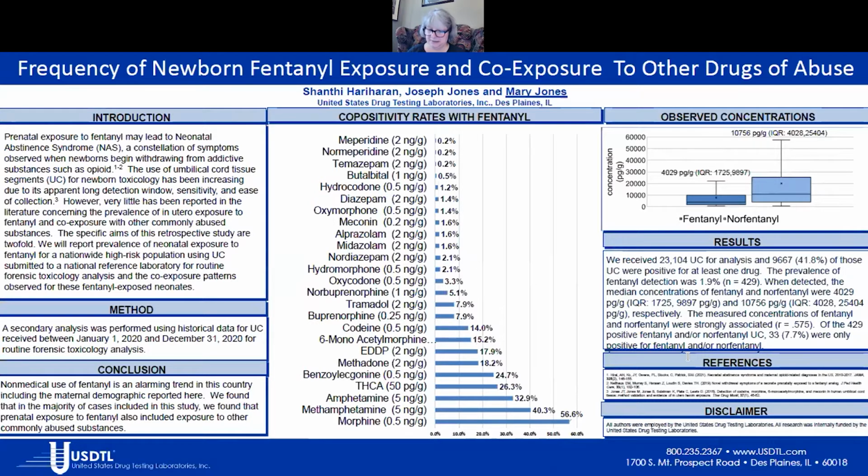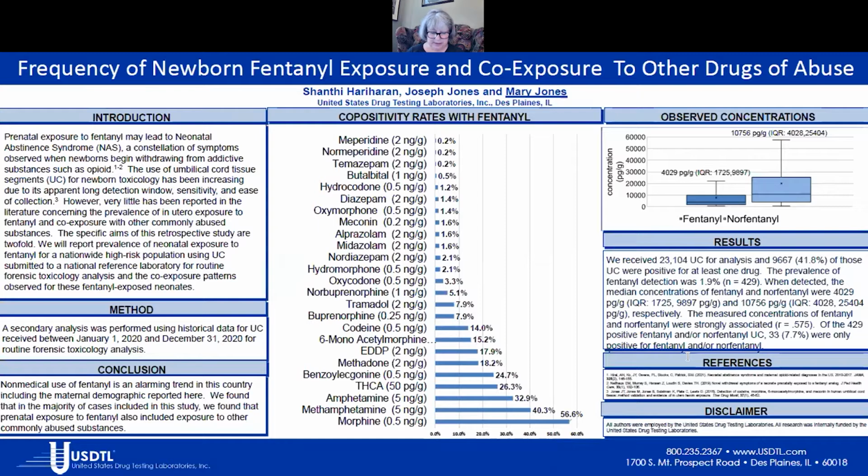So let's get started. The title of this poster, as Kia Beth mentioned, was the frequency of newborn fentanyl exposure and co-exposure to other drugs of abuse. And I'd also like to thank the co-authors of this poster, Joseph Jones and Shanti Hariharan.